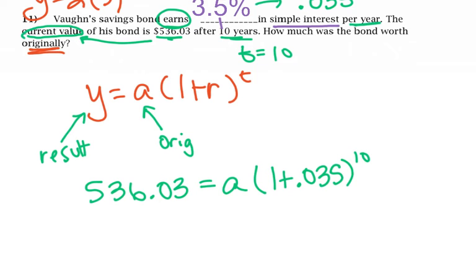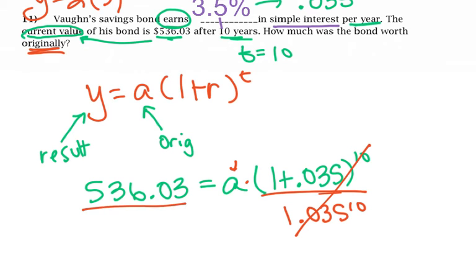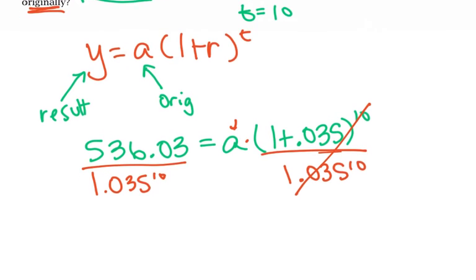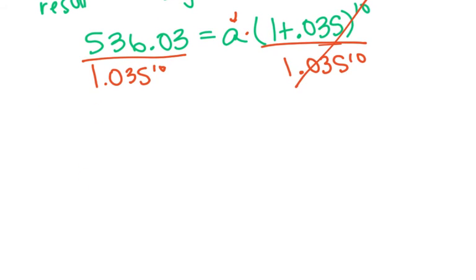Now when I go to solve this, I'm trying to get a by itself. So it says a times this number right here. So I'm going to divide by 1.035 to the 10th power, and then that will cancel. So divide both sides by 1.035 to the 10th power. So put that in your calculator, 536.03 divided by 1.035 to the 10th power. I want you to do this yourself and actually see how it goes.